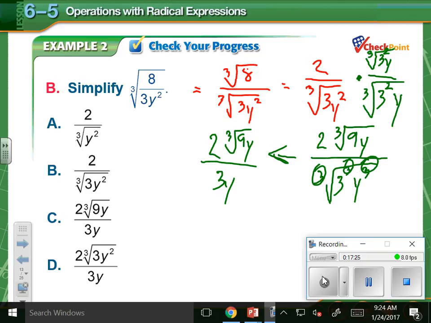So it looks like C is what we're thinking, unless we made an error. Whew. Got it.